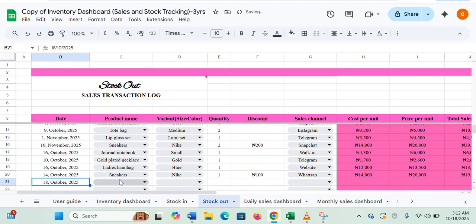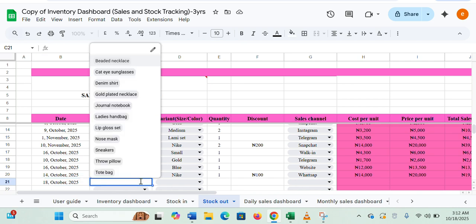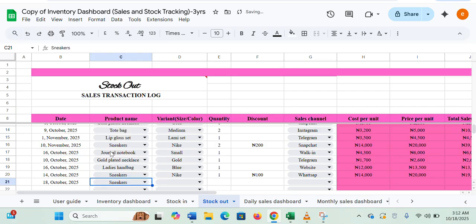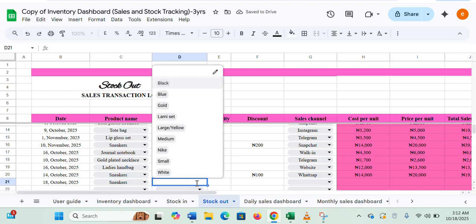And someone just bought, again, this is your sales transaction log. Let's say someone just bought sneakers from me, but now he wants to know what kind of sneakers. For example, probably you have Nike sneakers, you have other brands, and the prices vary. That is why it is important to fill in this so that the system can input the right price for you. I hope that you understand that.